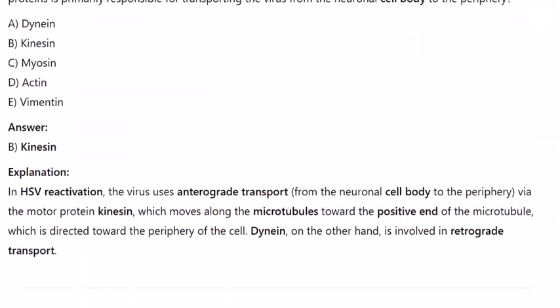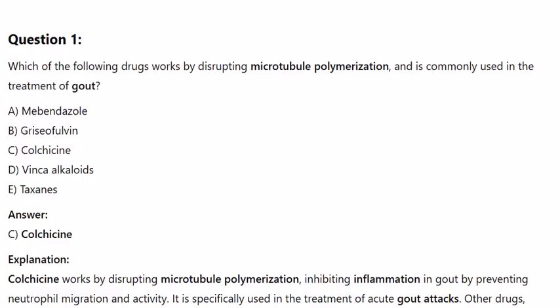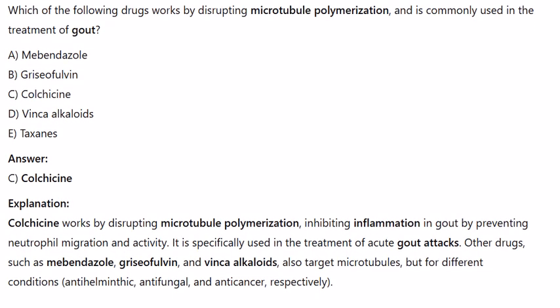Here are 5 high-yield USMLE-style questions focused on microtubules, their structure, functions, and related clinical applications. Question 1. Which of the following drugs works by disrupting microtubule polymerization and is commonly used in the treatment of gout? A. Mebendazole, B. Griseofulvin, C. Colchicine, D. Vinca alkaloids, E. Taxanes. Answer C. Colchicine.